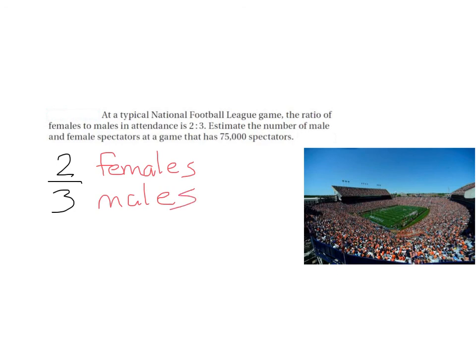Now, this is another 2-part problem that you need to figure out. Knowing that there's 75,000 people in attendance, how would you use the 2 to 3 ratio to estimate, to calculate the number of male and female spectators? Remember, the question is male and female spectators. Now, here's a hint. Of course, both numbers added together have to equal 75,000.